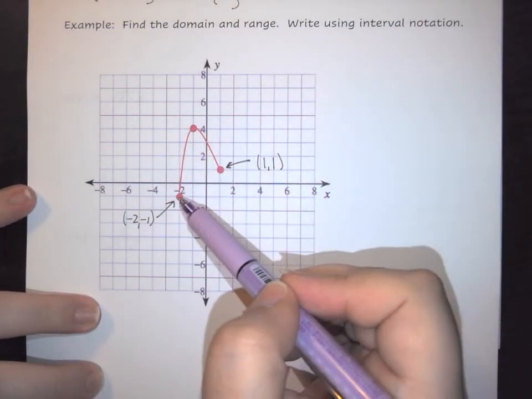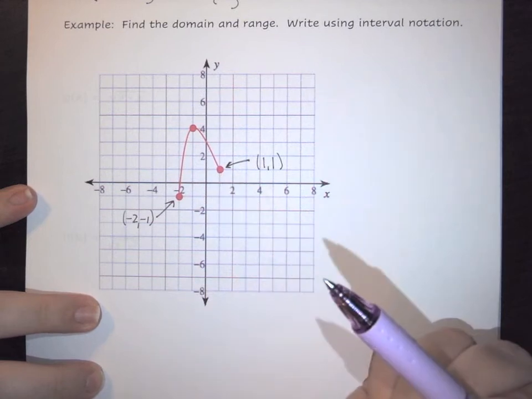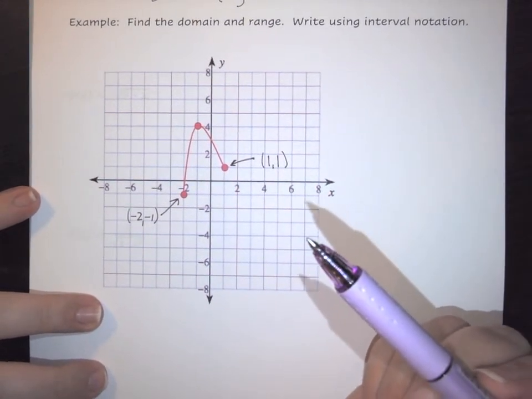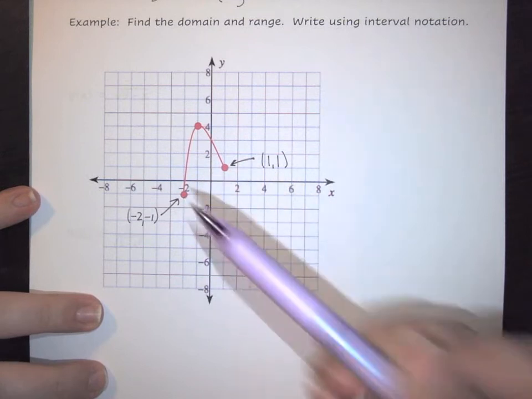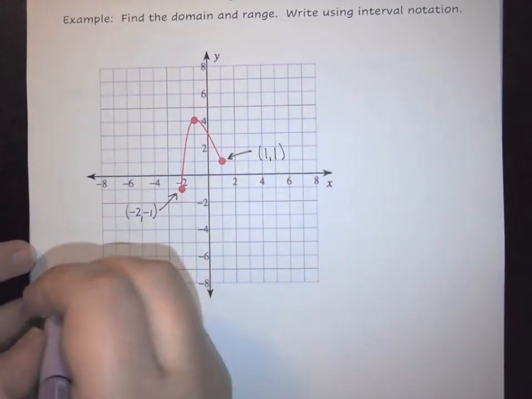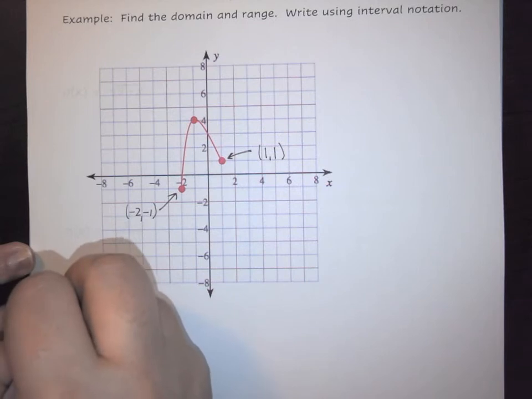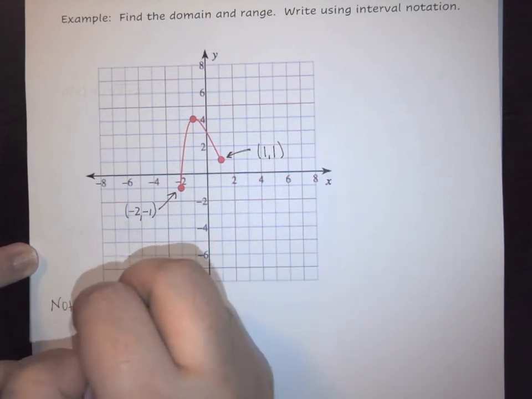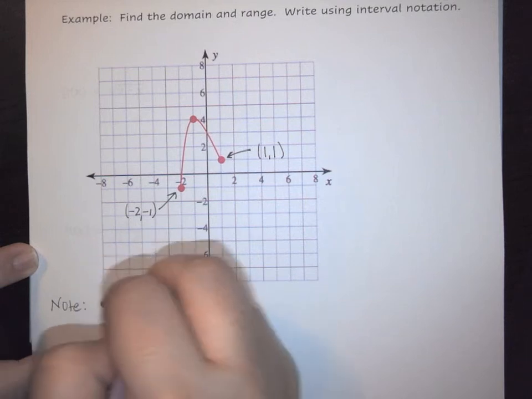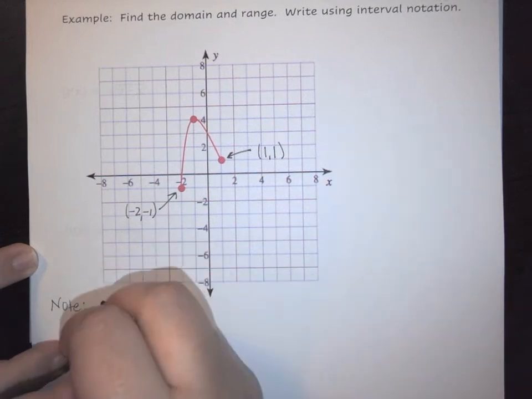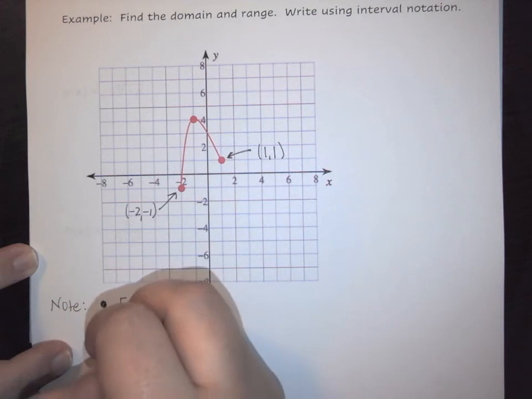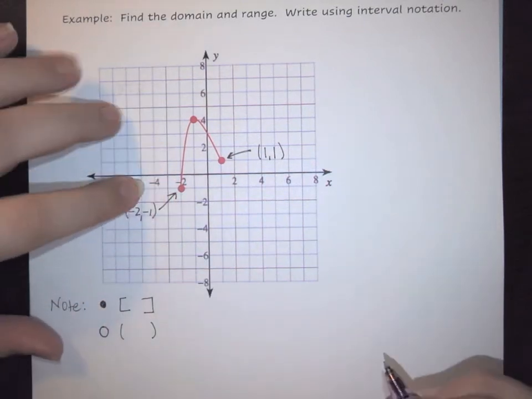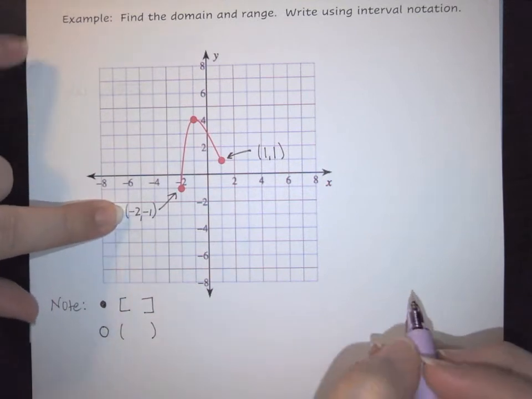Now the other thing to keep in mind is that all three of these points are filled in, which means all of them are included. That being said, included means we use brackets. So if you have a filled in point, then your interval is going to consist of brackets. But if you have an open point, then your interval consists of parentheses. Here these are filled in points, so we can start.